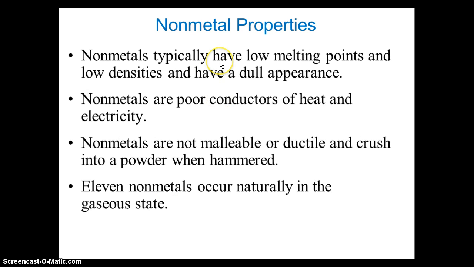Now let's talk about non-metallic properties. Non-metals typically have low melting points, low density, and a dull appearance. Non-metals are poor conductors of heat and electricity. Non-metals are not malleable or ductile. When we hammer them, they crush into a powder. So basically, non-metals are brittle. Eleven non-metals occur naturally in a gaseous state.